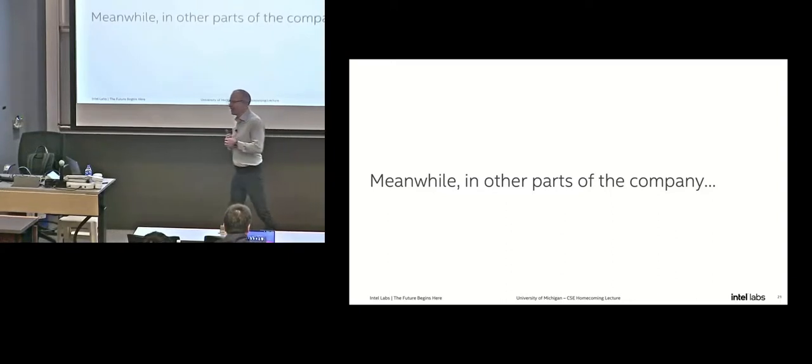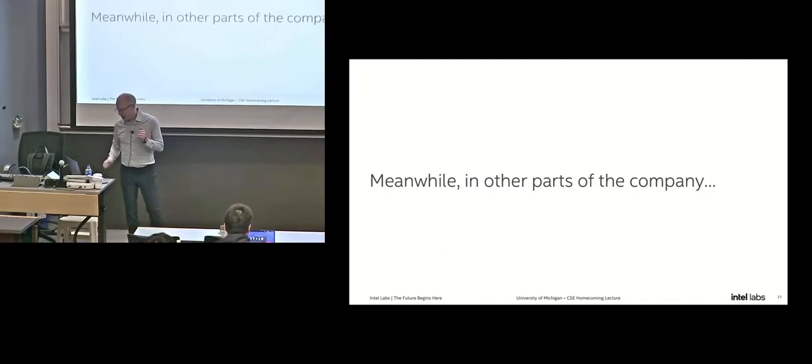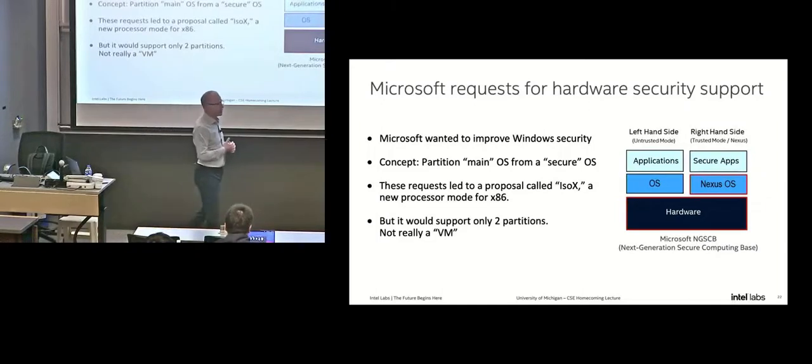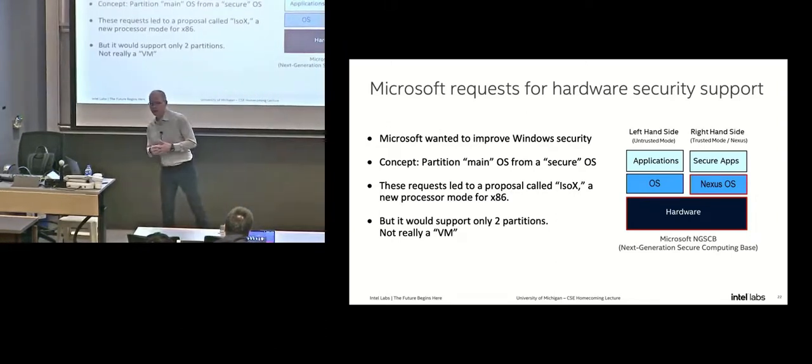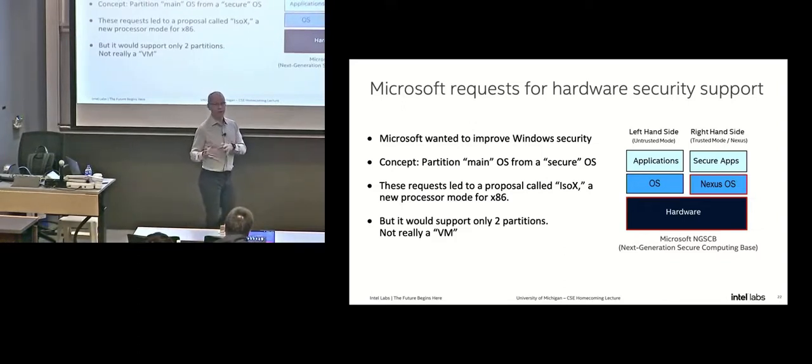Okay, but anyway, at that point in time, people didn't want to hear it, okay? But other things were happening elsewhere in the company, and it had to do with Microsoft. So Microsoft had come to Intel, and AMD, by the way, to request a new processor mode. And it was called ISOX at the time. And the usage case was Windows has all these security flaws. It's a large attack surface. We want to be able to have a corner of the machine where we can run some secure computation without fear of exploiting secrets or other things.